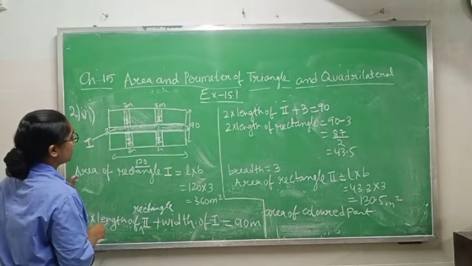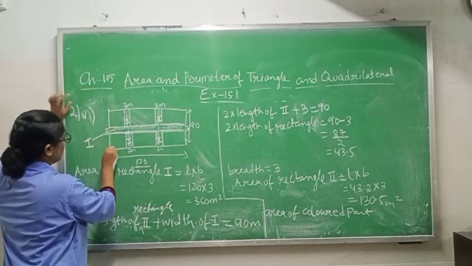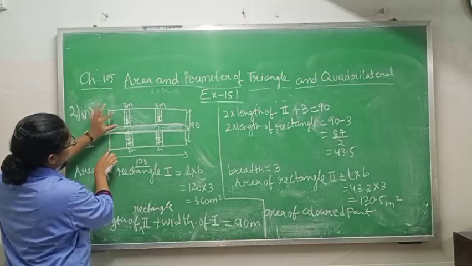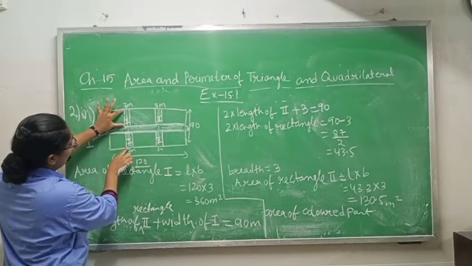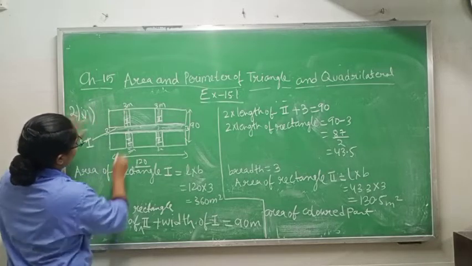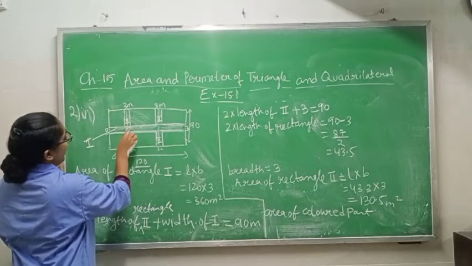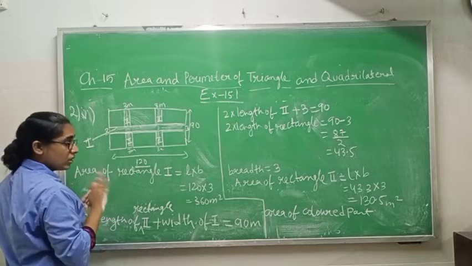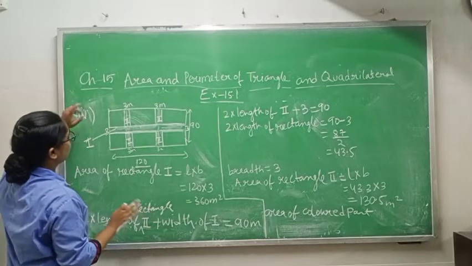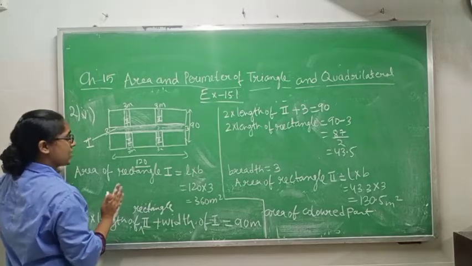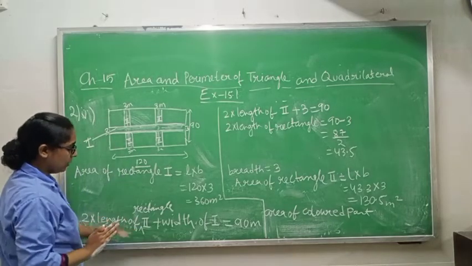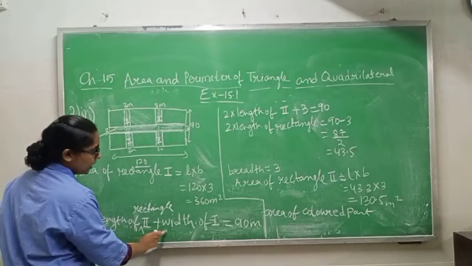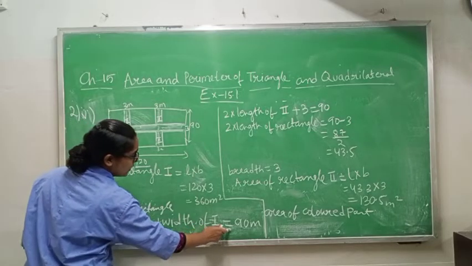See class 9, please concentrate. From this point to this point, it is 90. Now I have to subtract this portion as well as this one. 2 into length means this one. Okay. Why? Because this portion is common in both. I am joining this one to solve the question, but in the question it is not joined. So whenever you get this type of question, the first part is okay. For the second part, always write 2 into length of rectangle 2 plus width of rectangle 1 equals to 90.